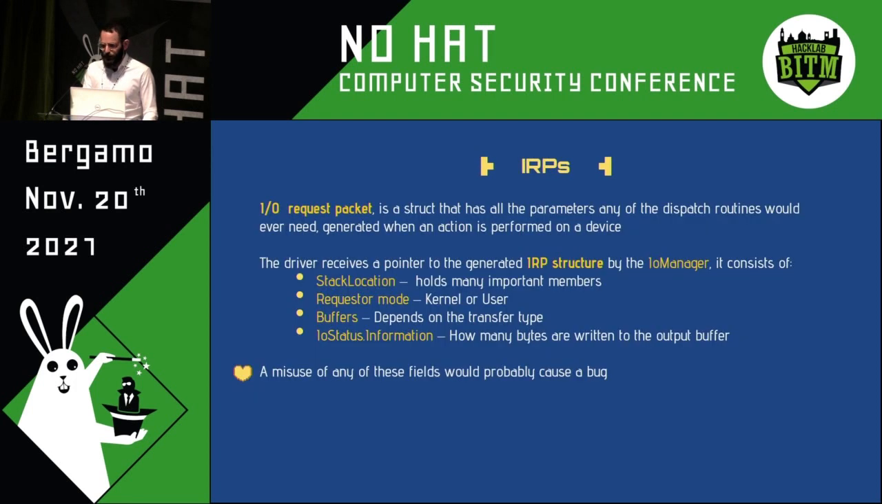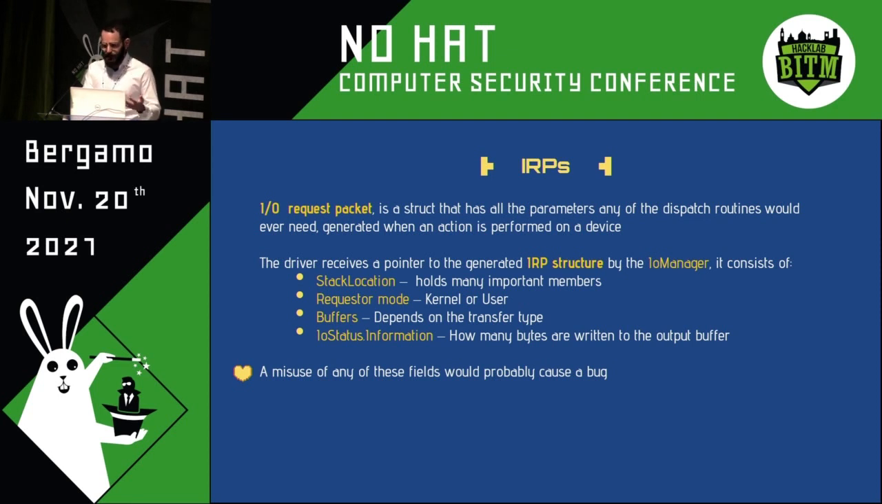But what does the IRP have in it? Well, the IRP is the means of communication. Think of it like a data packet that holds many important data structures that every dispatch routine might need, and almost any parameters that it will ever need. And the driver receives a pointer to this structure.